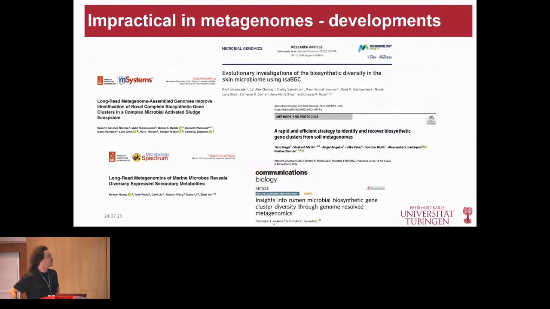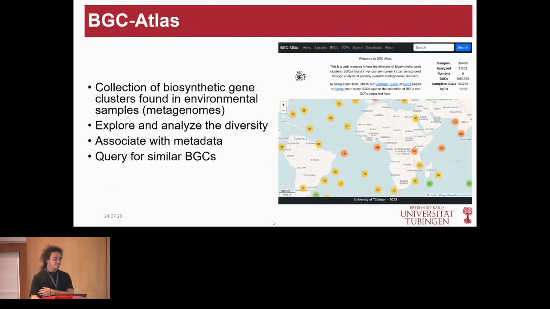But recent developments, both in sequencing technologies such as long-read sequencing and in the computational analysis of metagenomes, have led to identification and investigation of these products and gene clusters in recent years, in the last 2 or 3 years. In this work, we want to take advantage of this, and we came up with the idea to explore and analyze the diversity of these compounds on a global scale in our work titled BGC Atlas.